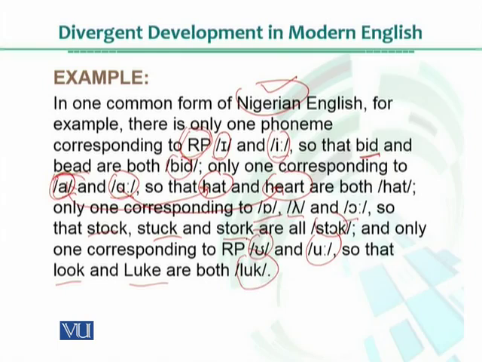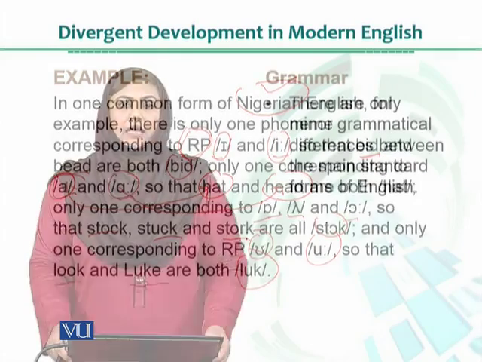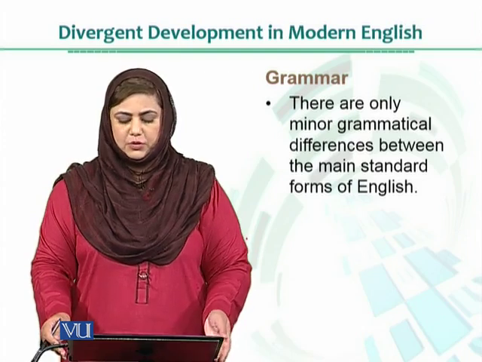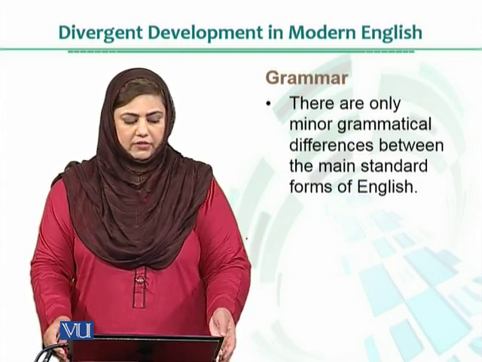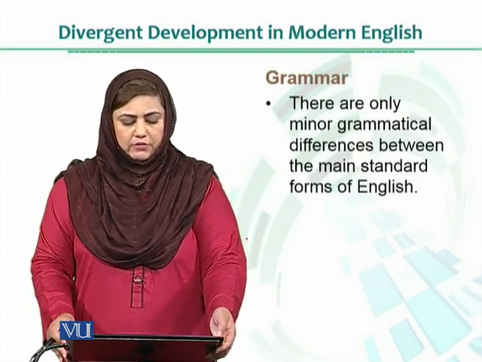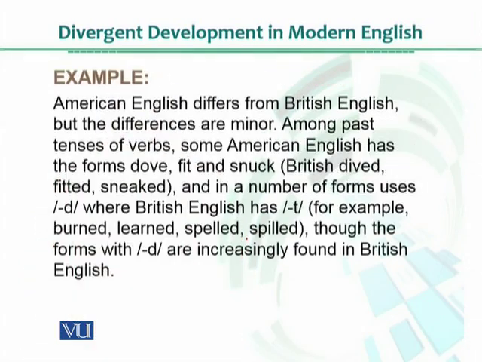So, what you need to notice is that these varieties exist divergently from country to country, community to community. There are variations in pronunciation. As far as grammar is concerned, there are only minor grammatical differences between the main standard form and the local varieties if we compare it with the phonology. However, grammatical differences do exist. Here on the slide, you can see an example. American English differs from British English, but the differences are minor.